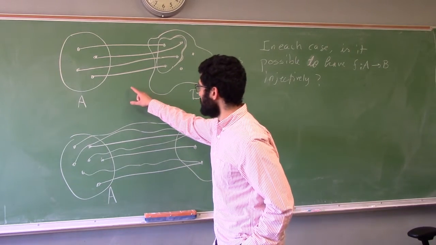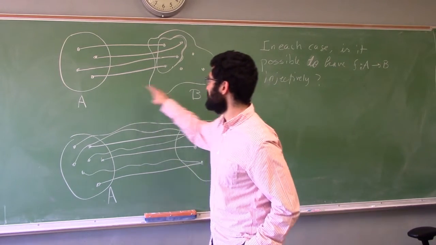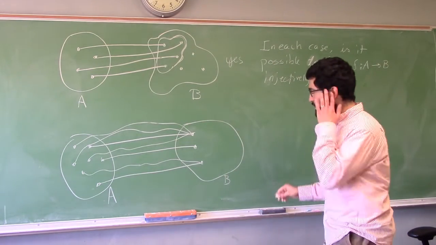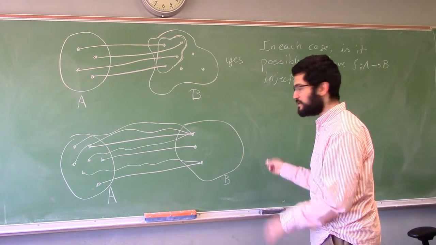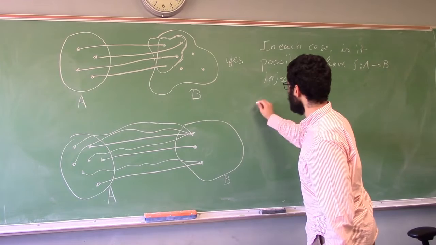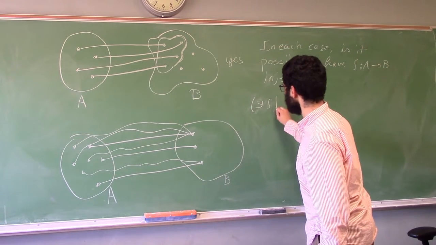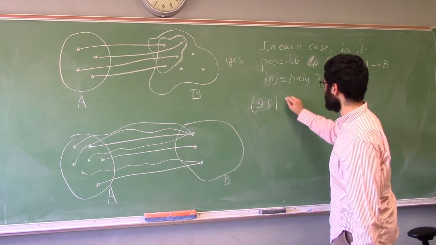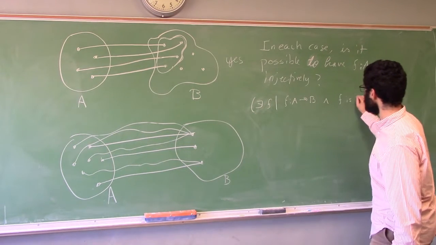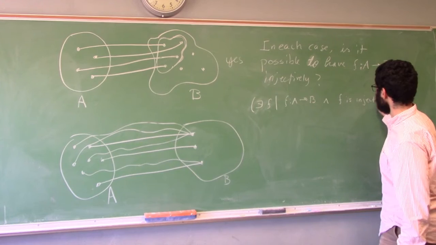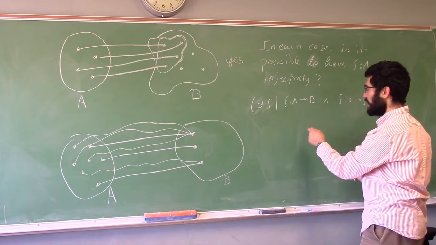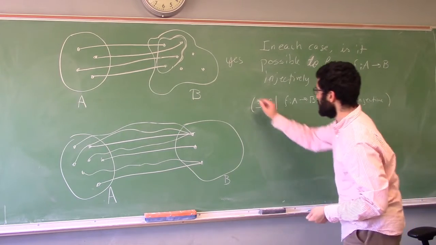And here it was possible because there are fewer elements in A than in B. So if you believe those things, then you can think of the existence of an injection. If there exists an F such that F maps A to B and F is injective, you can think of this as being a way of saying that A has fewer elements than B.